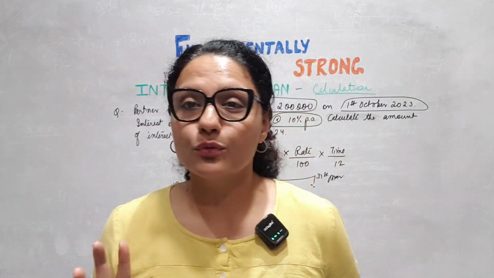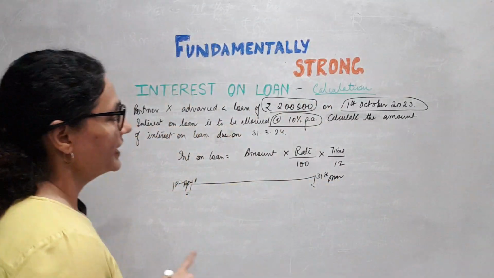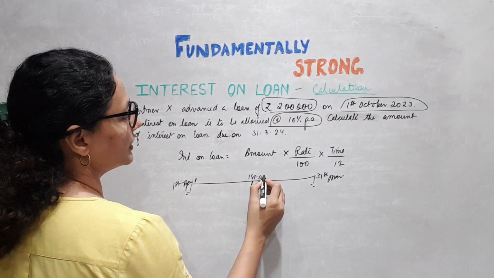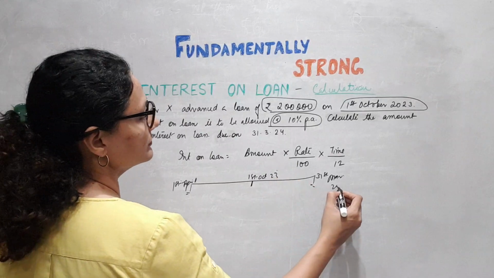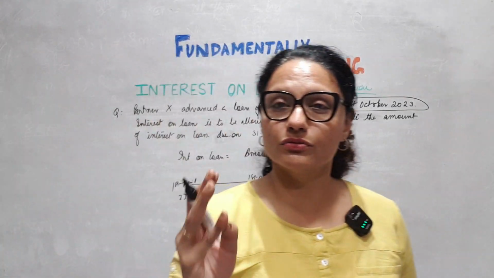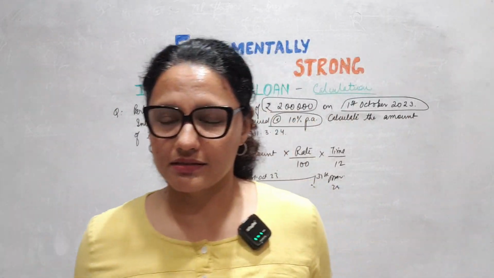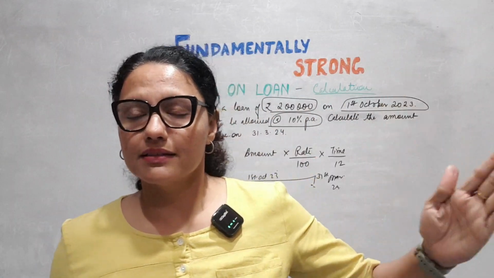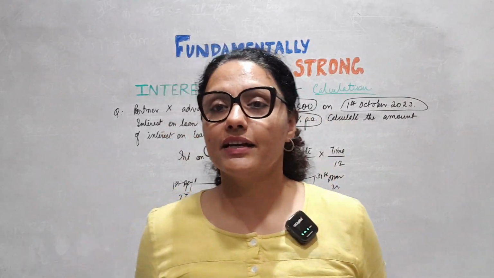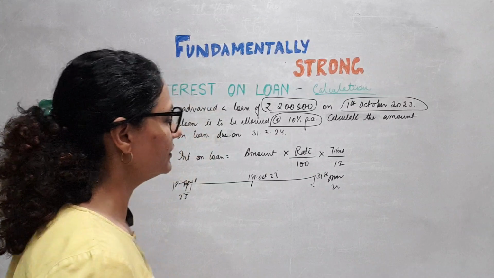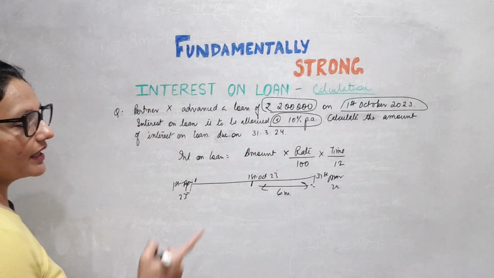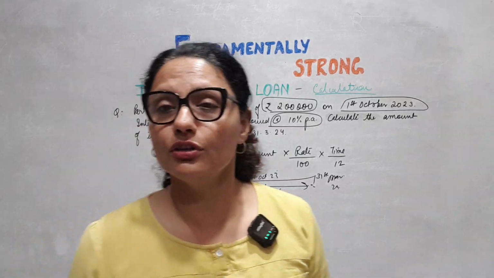But the loan was not taken on 1st of April. It was taken on 1st of October, which is exactly the middle of the year. Correct? 6 months down the line, April, May, June, July, August, September, 6 months here. Then October, November, December, Jan, Feb, March, 6 months there. So it's exactly the middle of the year that I have taken the loan from the partner. So for 6 months, I will be required to calculate the interest on loan.